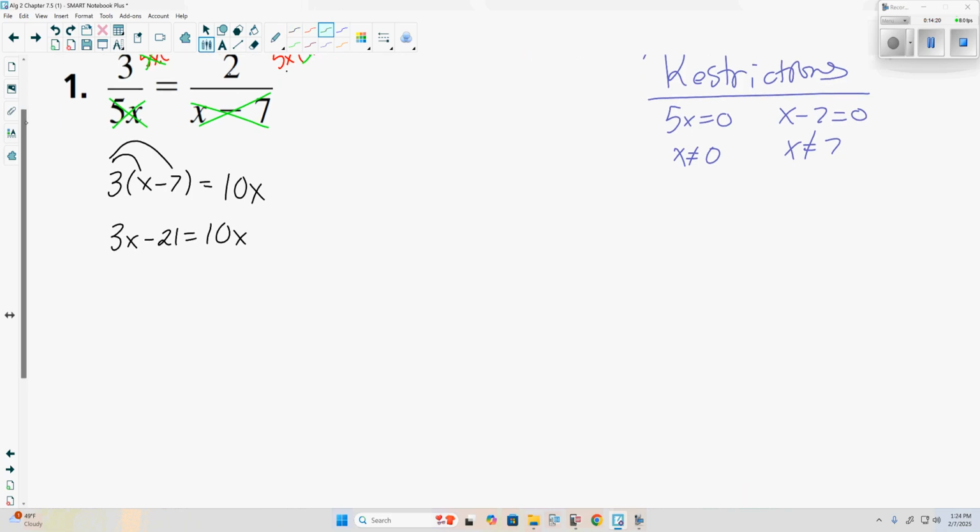What can we do next? Well, our next step would be to minus 3x from both sides. 7x is equal to negative 21.